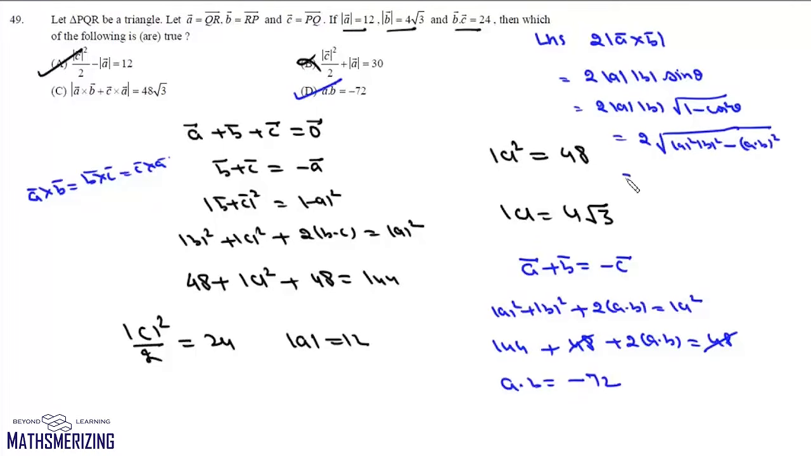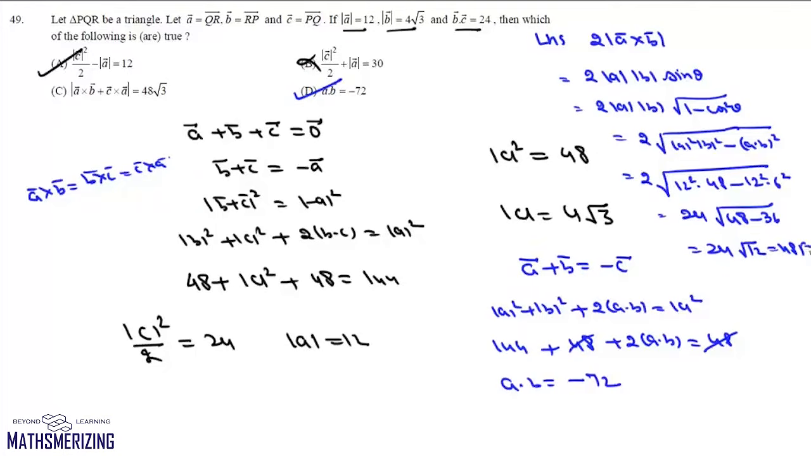Now this is 2 times under root of, now A square is 12 square, B square is 48, minus A dot B square, and A dot B is 72. 72 is 12 into 6, so it will be 12 square into 6 square. So we'll take 12 common, so it will be 24 and under root of 48 minus 36, which is 24 under root 12, which is 48 root 3. So that means this option C is also correct.